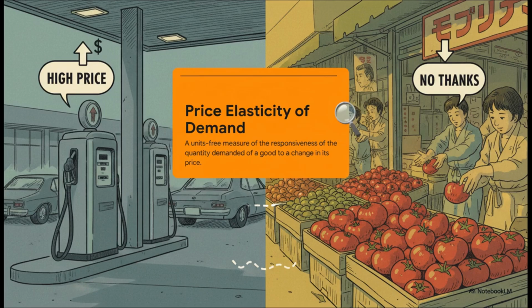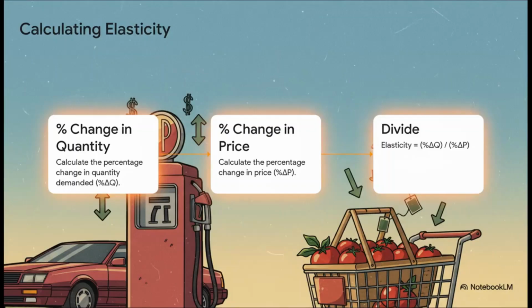The best way to think about elasticity is like a responsiveness meter. It tells us exactly how much our buying habits change when a price tag moves. And that little phrase, "units free," that's the real magic here. It means we can compare apples and oranges, or, in our case, gallons of gas to pounds of tomatoes, directly, no problem.